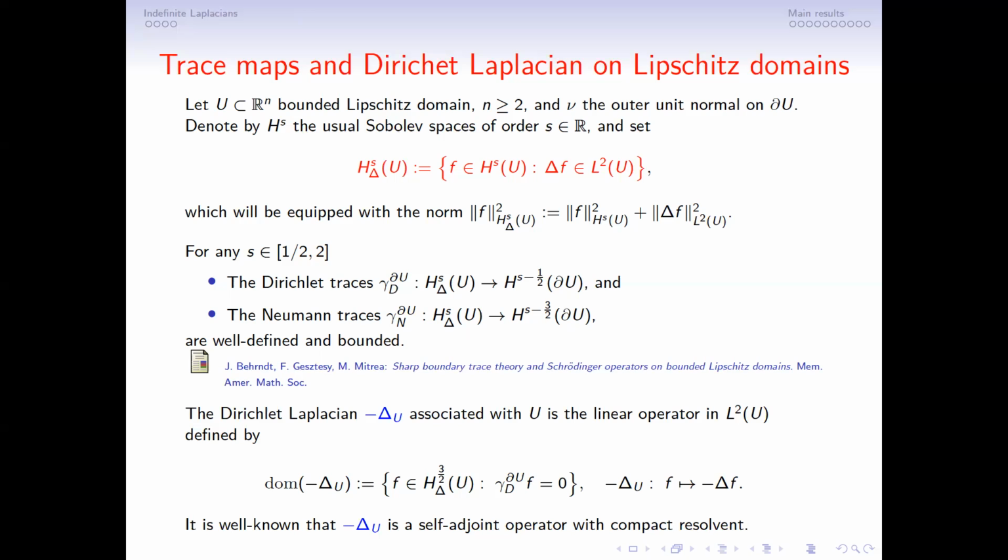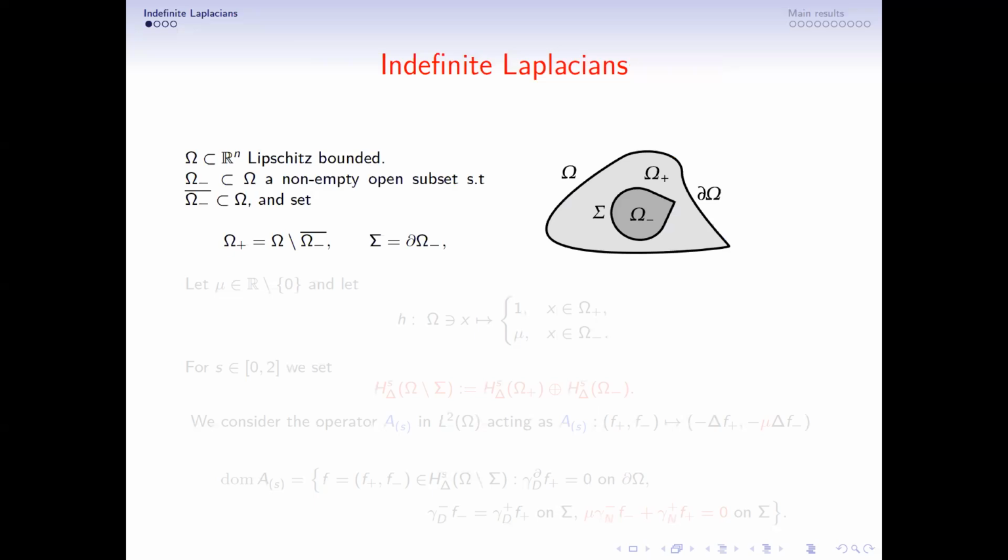Okay. All right. So now I'm going to simplify somehow the problem. In the rest of the talk, omega will again be a bounded Lipschitz domain, and I'm denoting by omega plus and omega minus these subdomains.